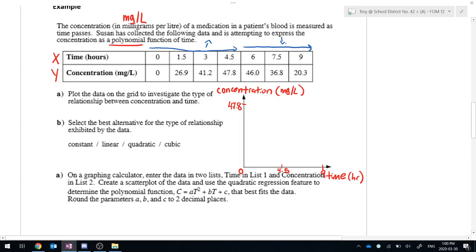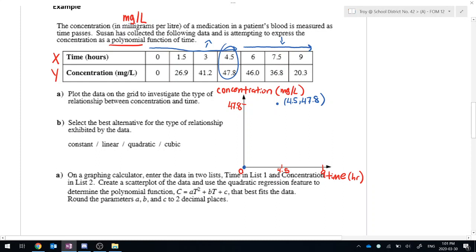All right. So I'll look for the highest points. It seems to be at this point right here. That's our highest point, 4.5 and 47.8. So that's going to be right about here. So that is 4.5 comma 47.8. So what that tells us is 4.5 hours after taking the medication, the concentration in the patient's blood is 47.8 milligrams per liter. We also have the 0.00, which of course is down here.